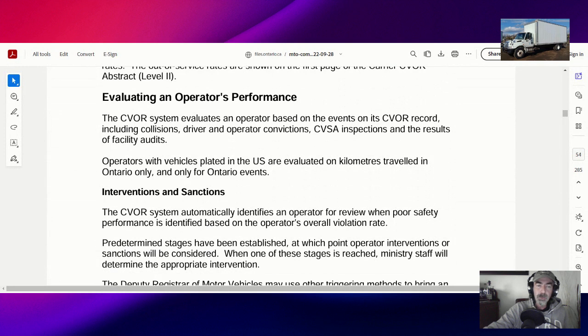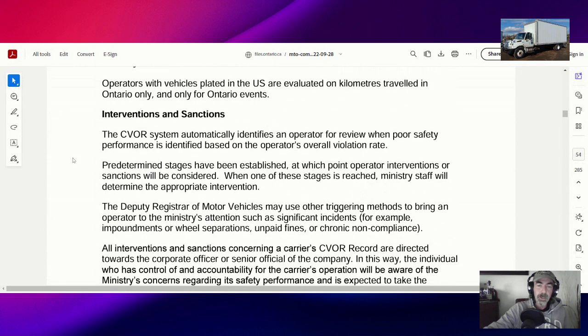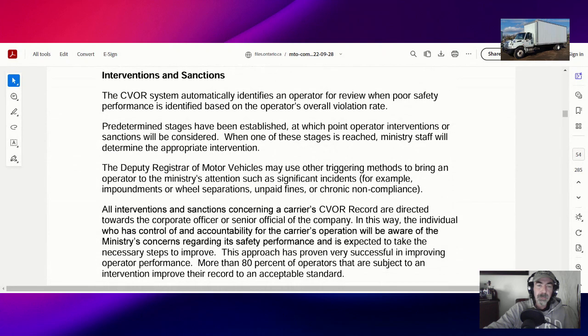Evaluating an operator's performance. The CVOR system evaluates an operator based on the events on its CVOR record, including collisions, driver and operator convictions, CVSA inspection, and the results of facility audits. Operators with vehicles plated in the US are evaluated on kilometers traveled in Ontario only and only for Ontario events. Interventions and sanctions. The CVOR system automatically identifies an operator for review when poor safety performance is identified based on the operator's overall violation rate.